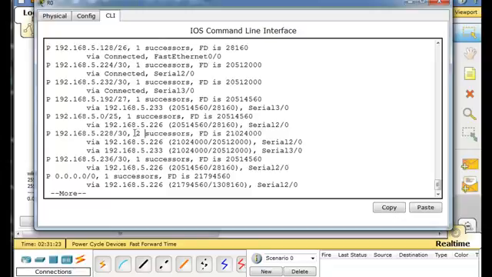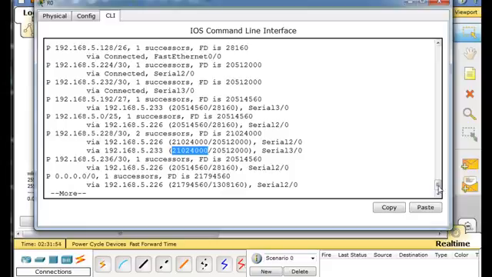Well, what is a successor? A successor is the neighbor router that has a better path or the best path to the destination network. So there are two neighboring routers with a better path or a better distance to the 228 network, and you can see them here, and they have equal cost. Well, why is that? We have two successor routes. We don't have any feasible successors or any backup routes, right?